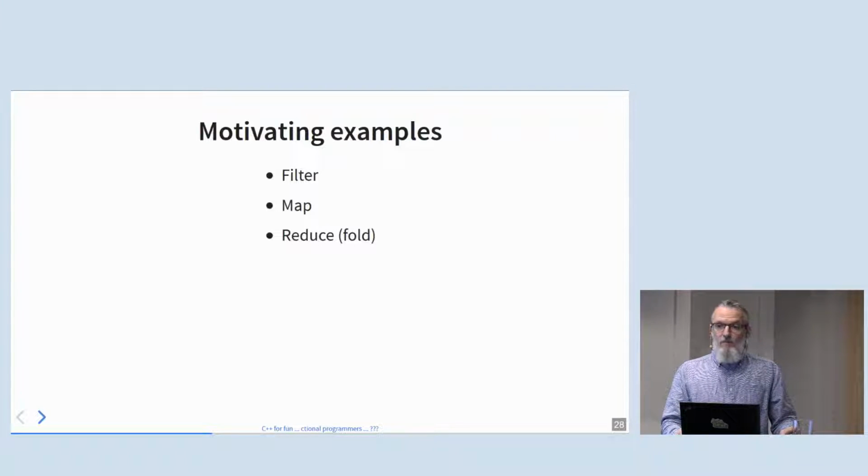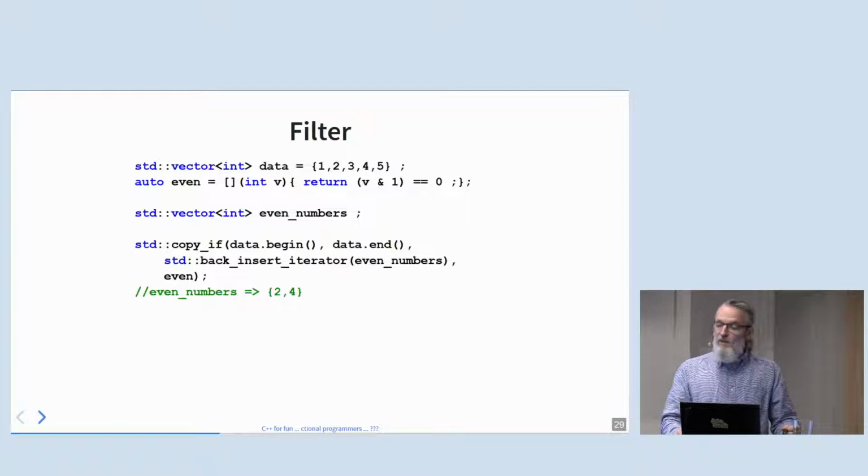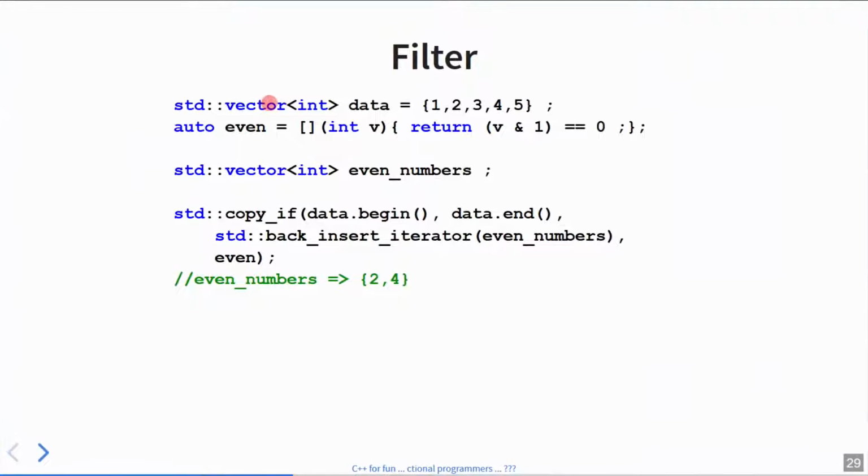So now let's come to some motivating examples. I've taken some examples that functional programming people should know and could relate to. It's filter, map, and reduce or fold. So this is filter in C++. We have here a vector. If you need a data structure that holds a list of things, use a vector in C++, and we take integers. We have some values. Here we have a lambda function that returns whether something is odd or not.